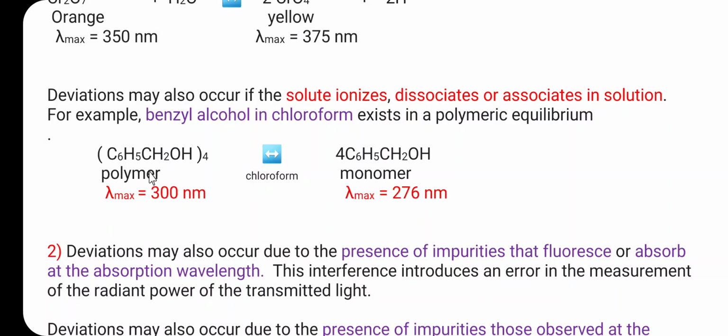The lambda max of this benzyl alcohol is 300 nanometer. But when we consider the benzyl alcohol in chloroform, the polymer is converted into monomers, and there is a change in the value of the lambda max. For the polymer the value is 300 nanometer, and for the monomer it is 276 nanometer. Again there is a change in the value of the lambda max, and that is why there is a deviation from Beer's law. So this is the first factor which is responsible for the deviation from Beer's law.